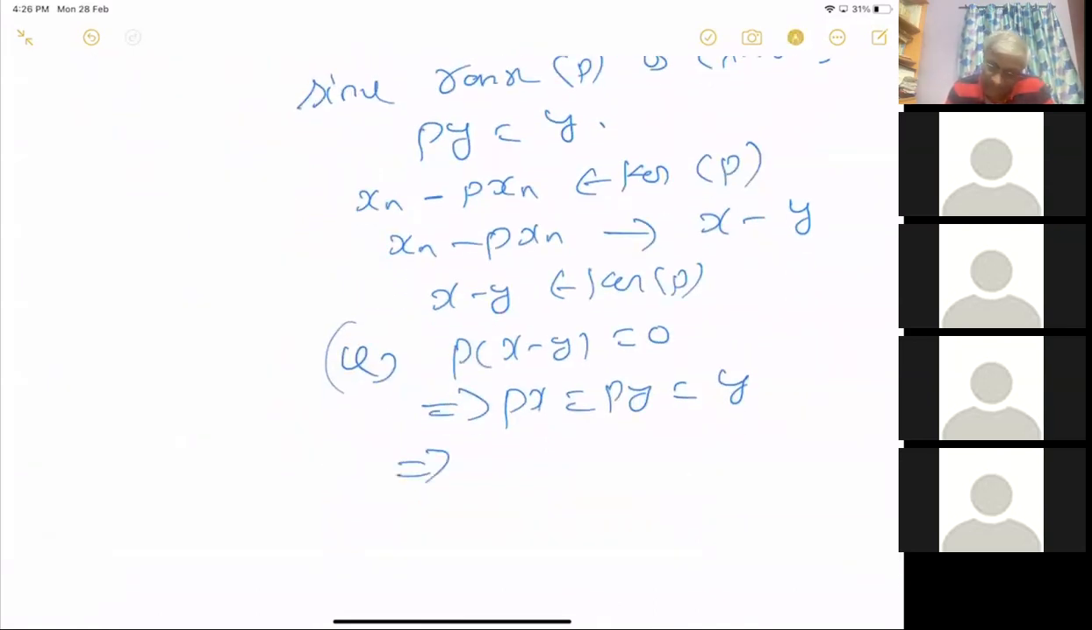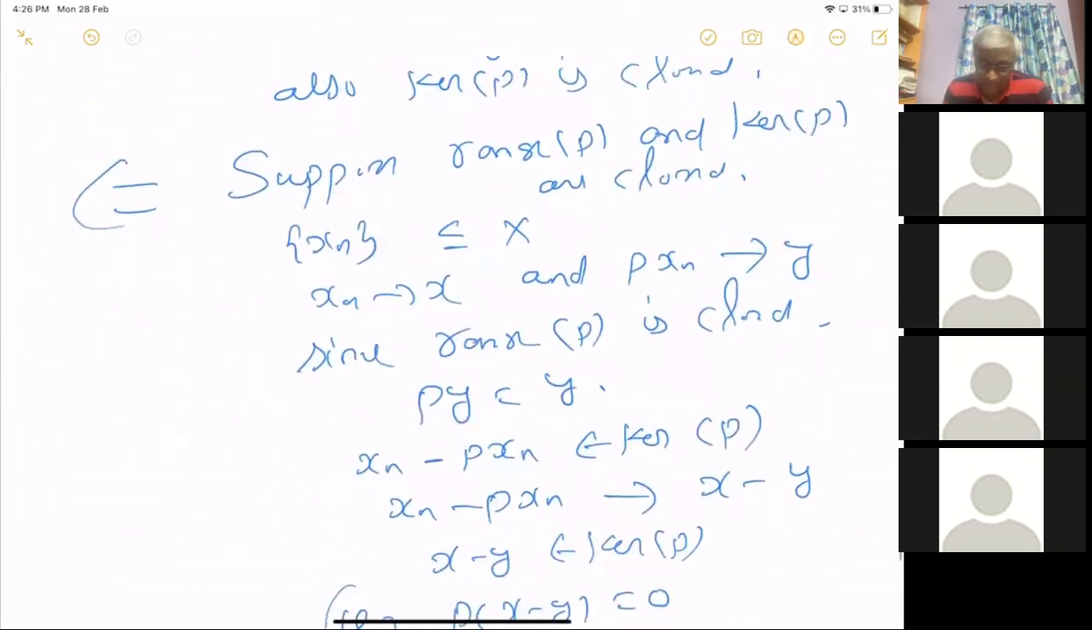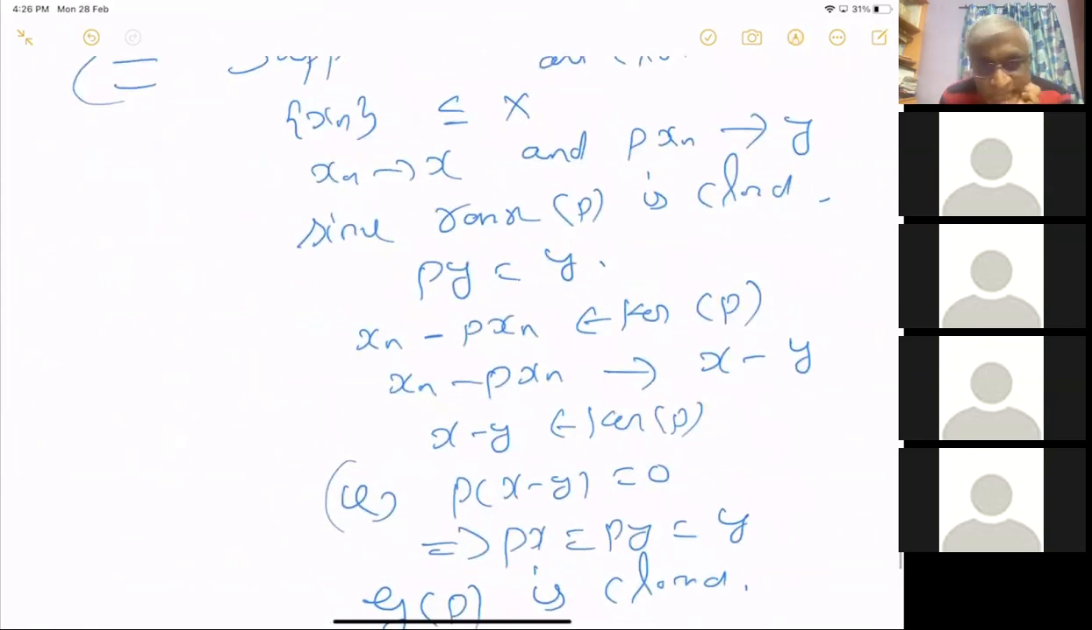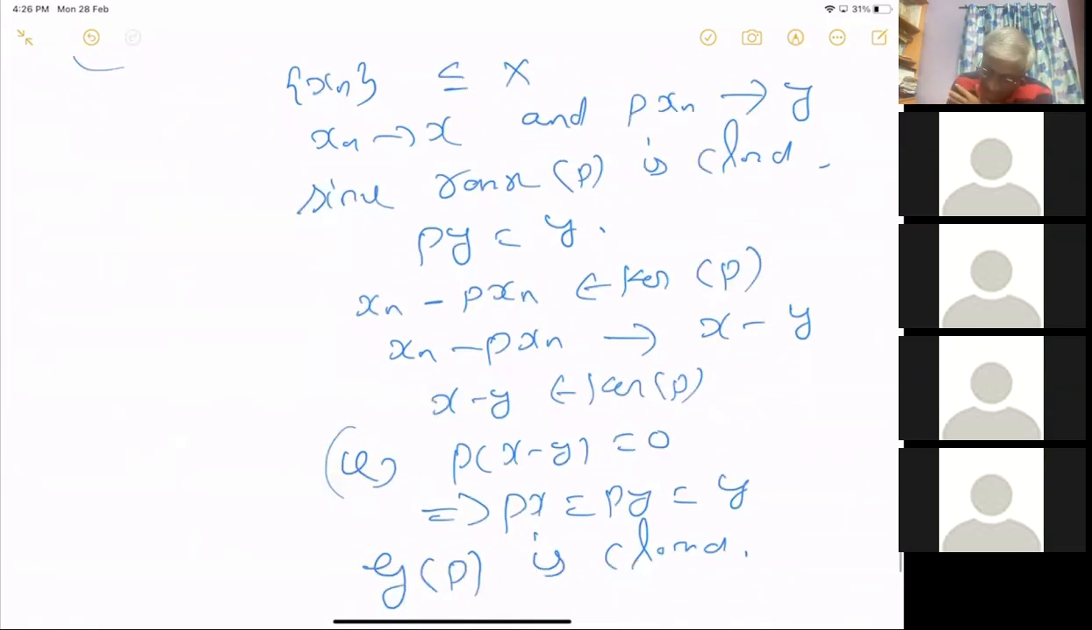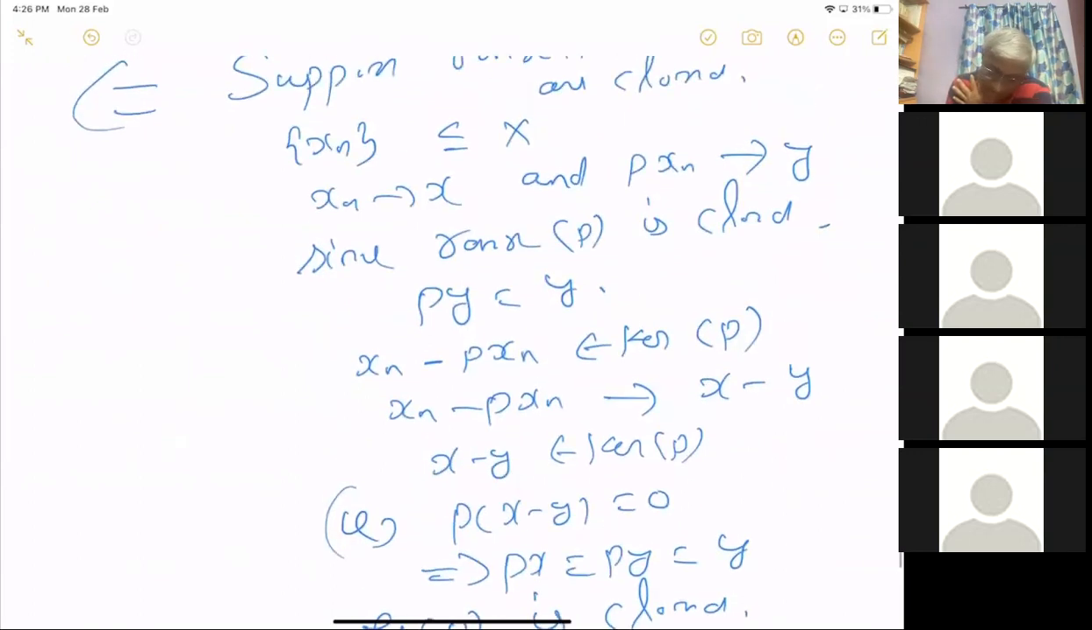So the graph is closed. I got confused. Is there a problem? How did Py equal to y come? Py equal to y, yeah, because y is in the range of P.